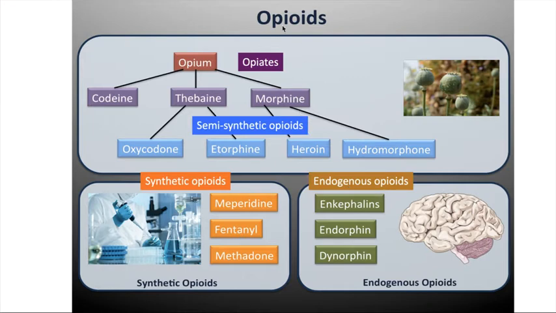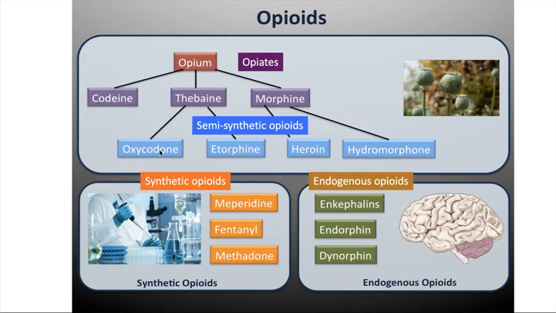So, different opioids or opiates, which is what we refer to as exogenous opioids, can come from multiple different sources. All of the ones found here in purple are what we refer to as natural opioids. They can be found and distilled from something in nature. For example, codeine, which is found in cough syrup, thebaine, and morphine all come from opium, or the poppy flower. Semi-synthetic opioids take these molecules and then modulate them.